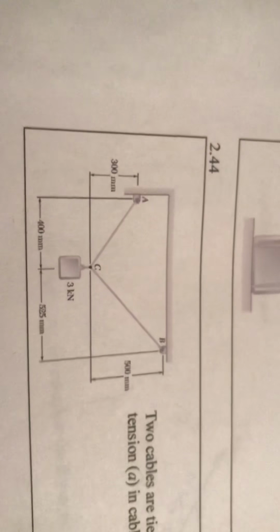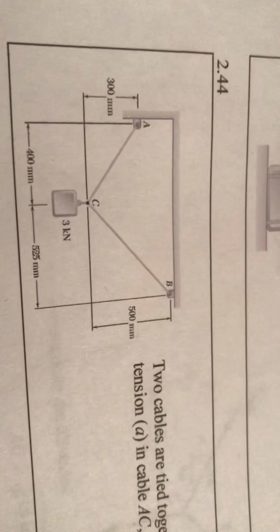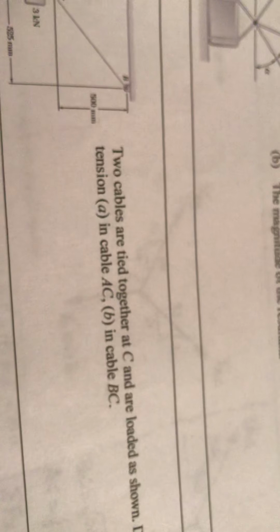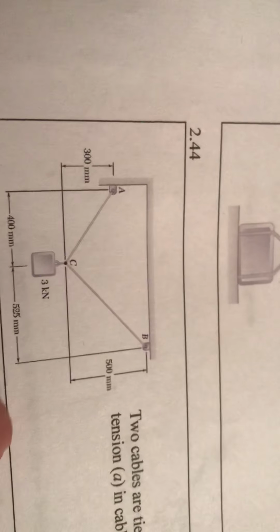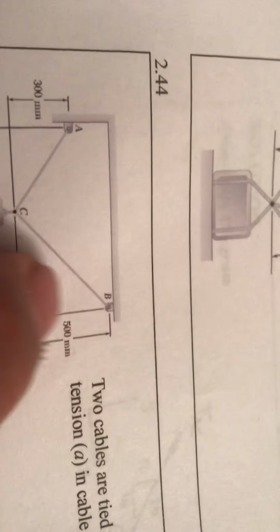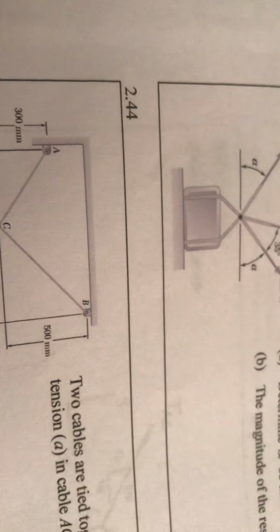Okay, so let's look at this question, 244, that's question number 3. Two cables are tied together at C and are loaded as shown. So look at C, one cable, cable CB, and one cable CA.